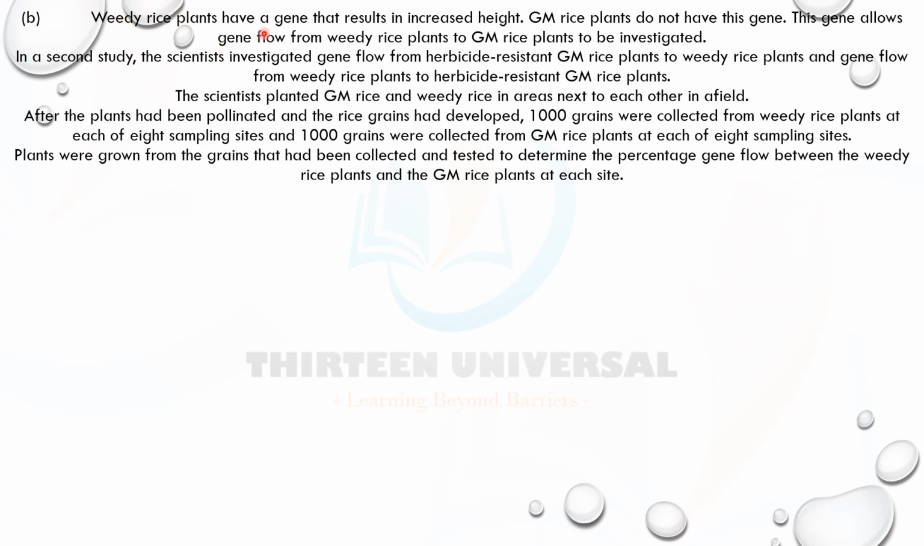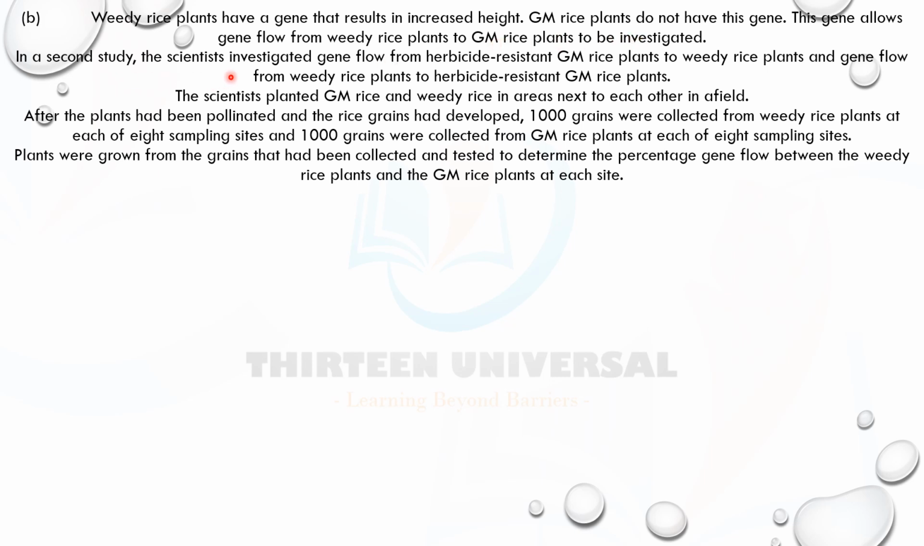Weedy rice plants have a gene that results in increased height. GM rice plants do not have this gene. So GM doesn't have it. Pay attention to that. That means that weedy rice plants have it. This gene allows gene flow from weedy rice plant to GM. It's not only gene flow from GM rice to weedy, it's also from weedy to GM. So they can actually share genes through pollen grains.